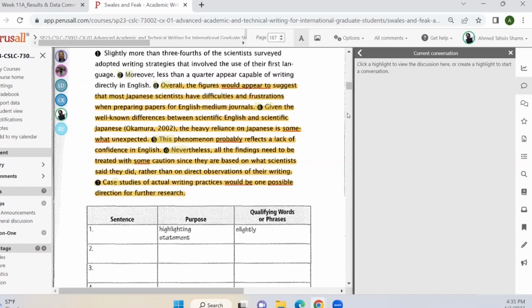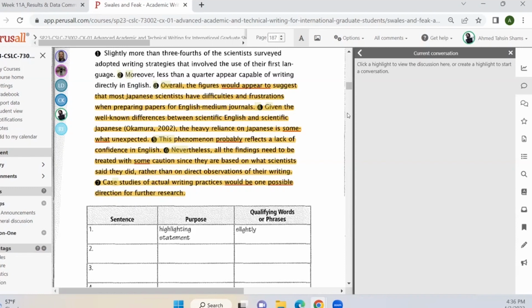So it's a "moreover," in addition. It's a separate trend that you're highlighting, and you're adding it to the highlight statement. I would say the first two sentences here are highlighting statements. The second sentence, with the "moreover," we understand it's additional data. The third, the most significant here: "Overall, the figures would appear to suggest that most Japanese scientists have difficulties and frustrations when preparing papers for English medium journals."